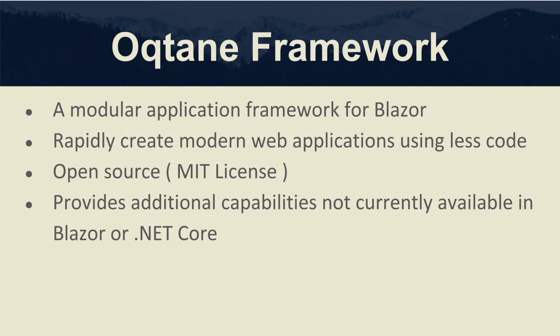The Octane framework is a modular application framework that is built on new technology from Microsoft called Blazor. It is designed to rapidly create modern web applications using less code. The Octane framework is licensed under an open source license. Specifically, it's the MIT license, which is a highly permissive open source license. And Octane provides you with a lot of additional capabilities that are not currently available in Blazor or .NET Core.